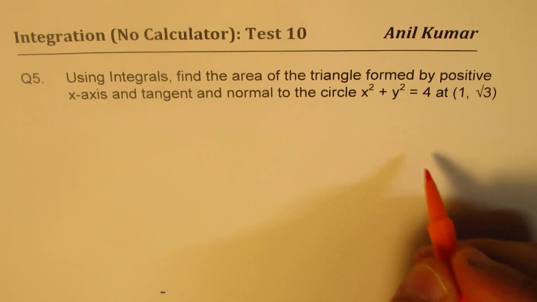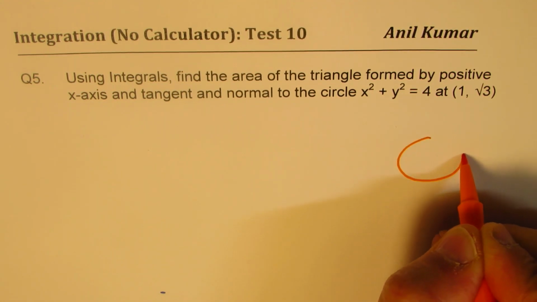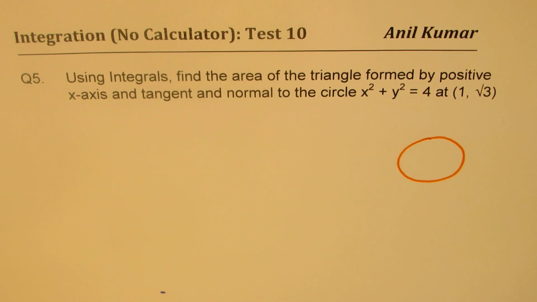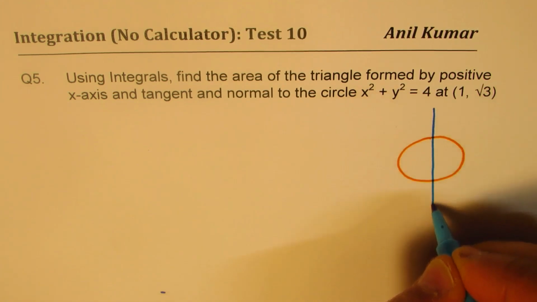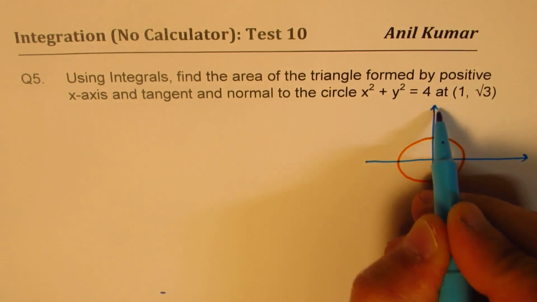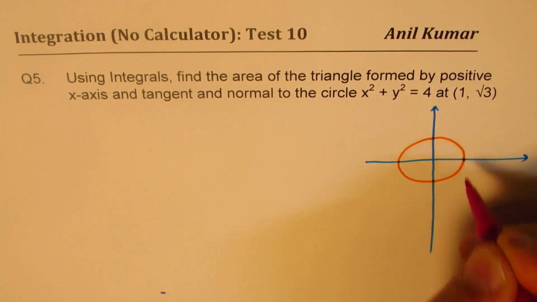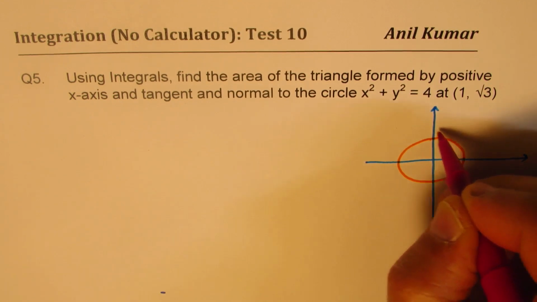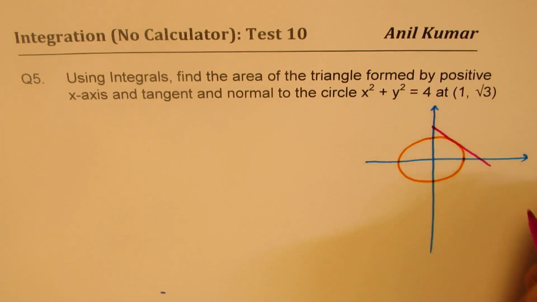Well, let's see the scenario first. So here is a circle whose equation is given to us as x squared plus y squared equals 4. It means it has a radius of 2 and the center is at the origin. So that becomes the circle, radius being 2. So this point will be somewhere there. So we can actually draw a tangent, right? So that becomes the tangent.